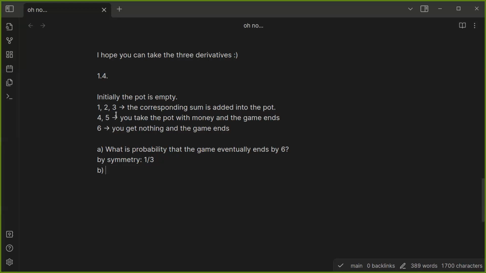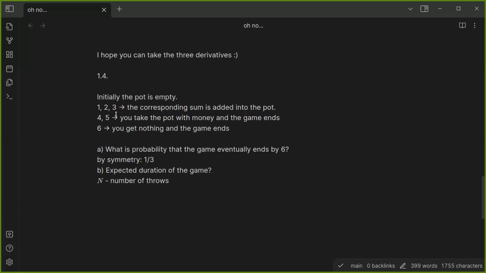Point B, I think, is: what is the expected duration? Yeah, I don't remember the question. Yeah, what is the expected duration of the game? Once again, let n be the number of rows.